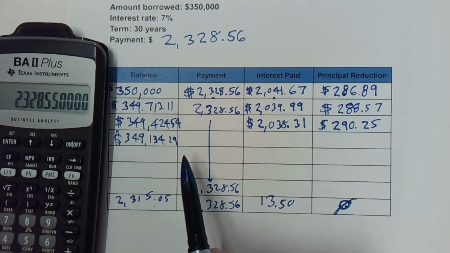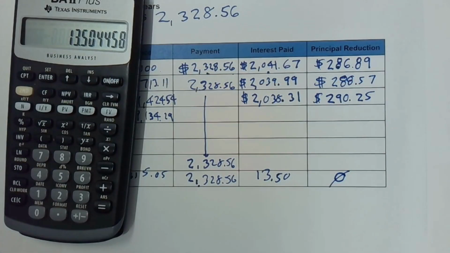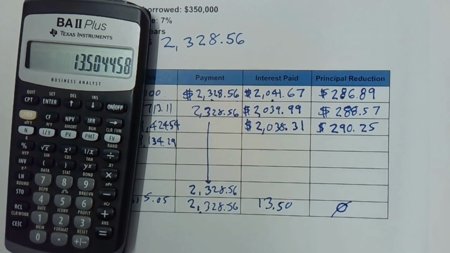That's how a mortgage is amortized over the course of 30 years. And as you can see, as you get closer and closer to the end, you get closer and closer to having your principal balance reduced.